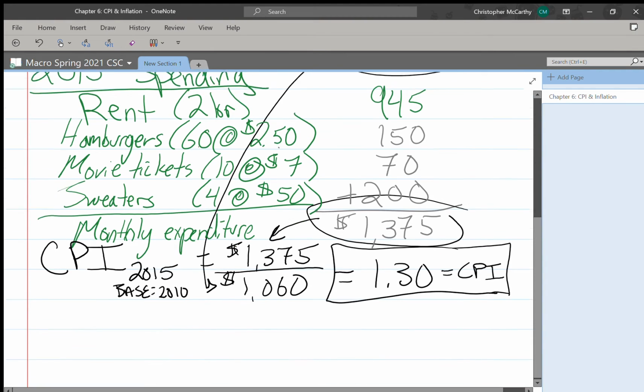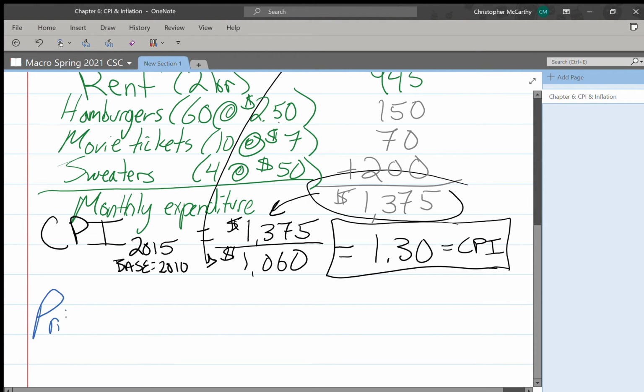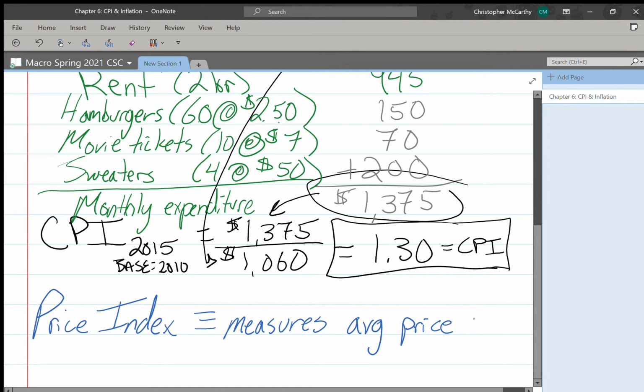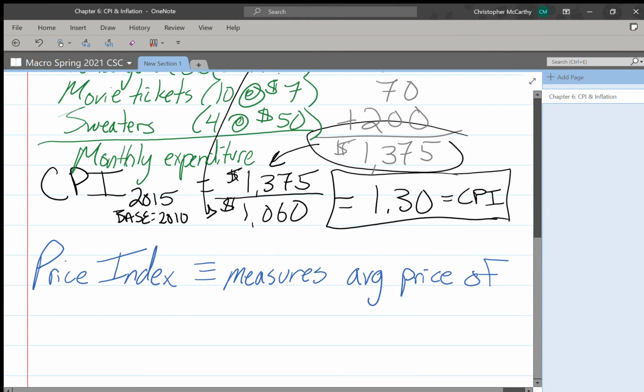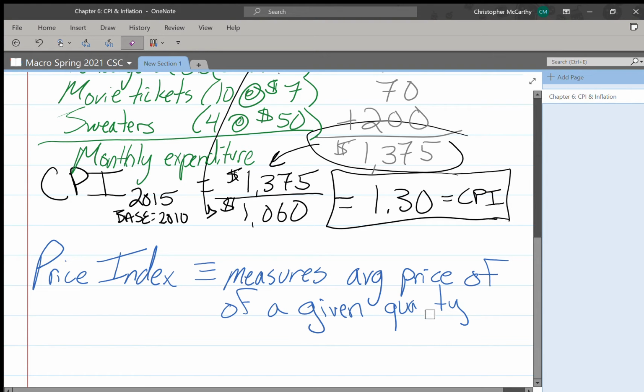So a CPI is an example of a price index. So a price index is defined as something that measures the average price of a given quantity of goods and services. Sorry, I wrote quality there; this should be quantity. The quality is actually one of the issues. That's just a typo in the book.